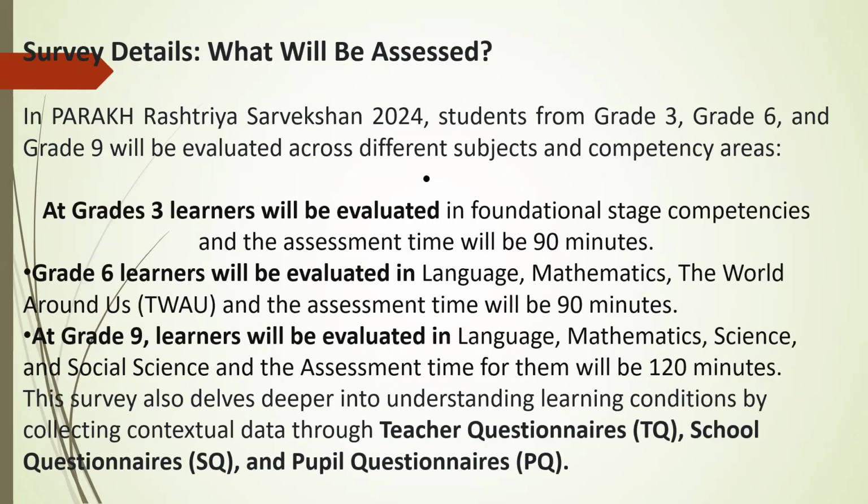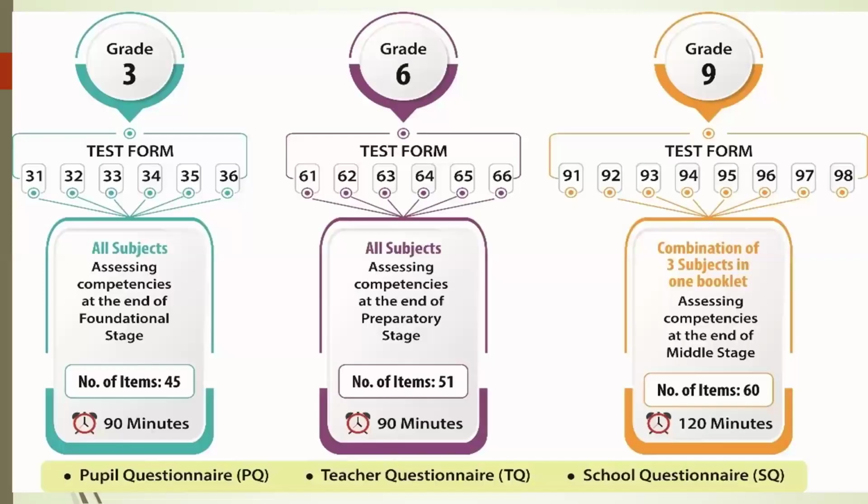In Parakh Rashtriya Sarvekshan 2024, students from grade 3, grade 6, and grade 9 will be evaluated in different subject and competency areas. So at grade 3, the foundational stage, the assessment will be 90 minutes, grade 6 assessment will be 90 minutes, and grade 9 assessment will be 120 minutes. And this survey consists of collecting contextual data through teacher questionnaires, school questionnaires, and pupil questionnaires.